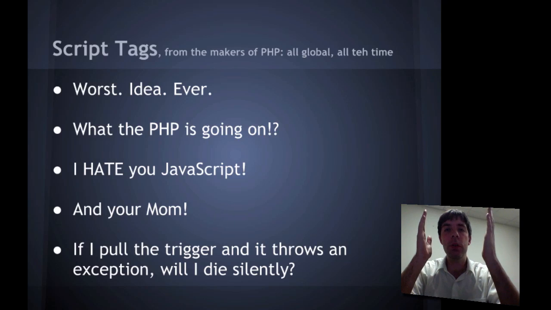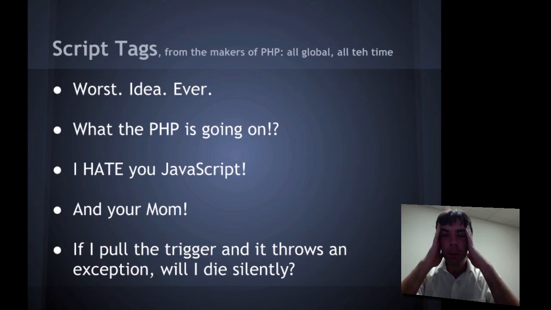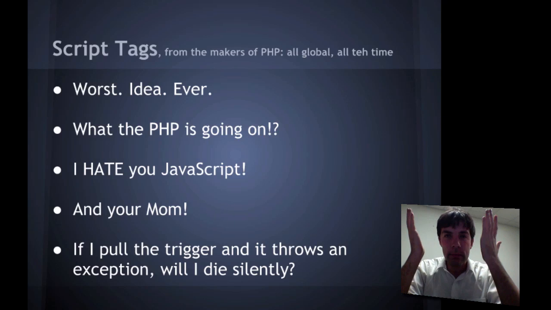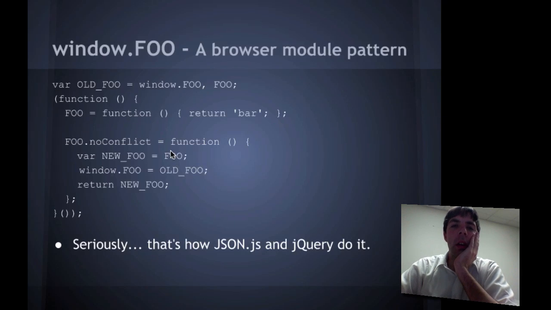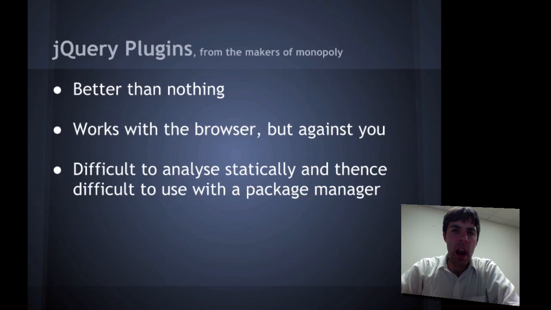Script tags. Script tags, worst idea ever. So everything's global all the time. Just global, global, global. For some reason, we couldn't have file level scope in JavaScript. So what people did when they got smart was they started doing things like this, where you check to see if window.foo exists before you override it, or you assign it to an old foo, and then you provide some sort of no conflict function, and that's how JSON.js and jQuery do it, kind of like that.